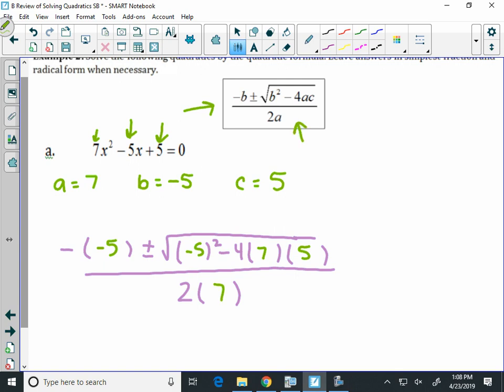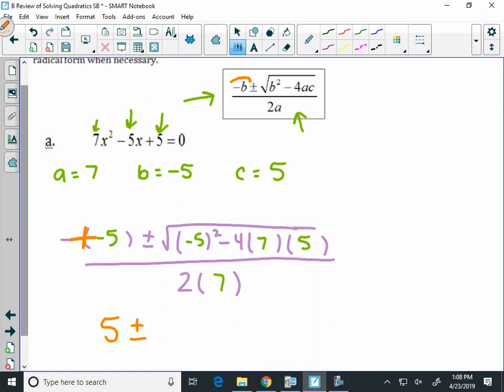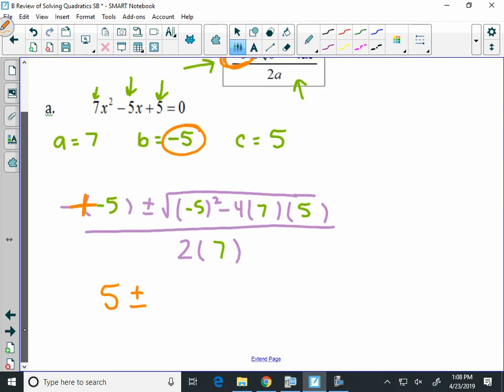I put the numbers in the right spot based off the letter. Then I clean it up. Here I have a double negative, so that's going to turn to a positive 5. Another way of thinking of it is opposite of b. So if my b is negative, when I plug it in, it's going to turn positive. I like to plug in what's under my radical all in one step, so I'm going to save that here for a second. But in the bottom, 7 times 2 is 14.